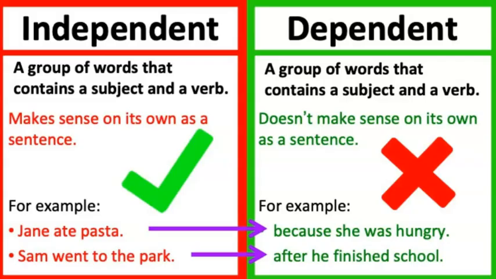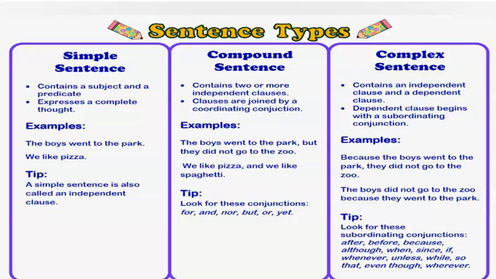Okay, let's move to the next one, the continuation of our same topic: sentence types. As you know, there are 4 types of sentences in English. The first one is the simple sentence. The second one, the compound sentence. Then complex sentences. The fourth one is the complex-compound sentence.